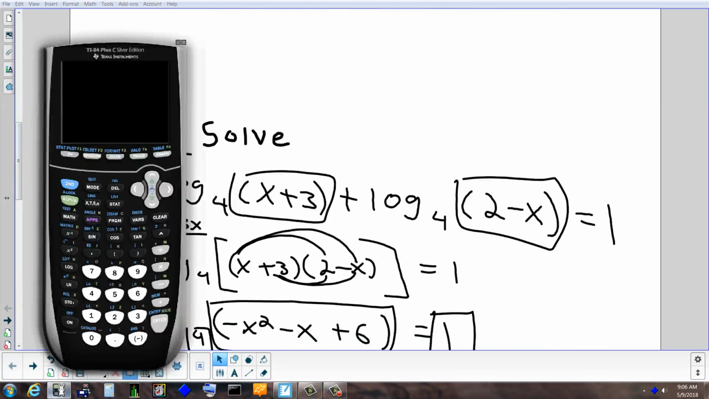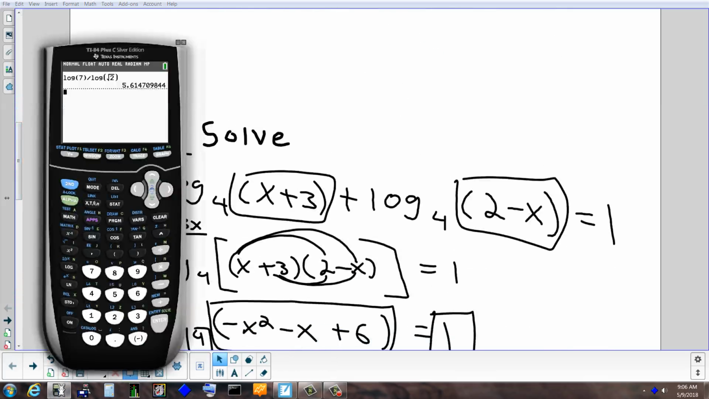Because if you try to take the log, it doesn't matter that the base is 4, base anything. If you try to take the log of a negative number, you're going to get an error saying that it's imaginary.